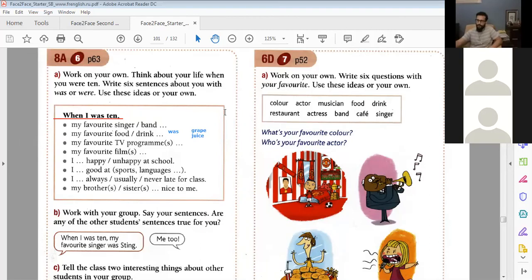When I was 10, my favorite drink was milk. What was your favorite food? When I was 10, my favorite food was rice. When I was 10, my favorite TV programs were cartoons.